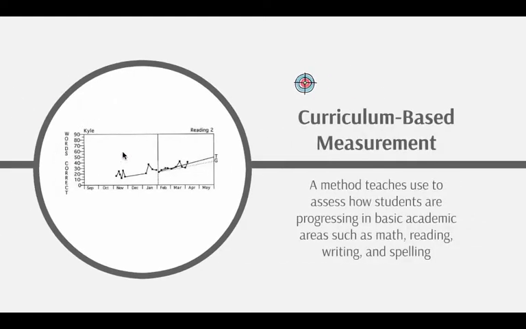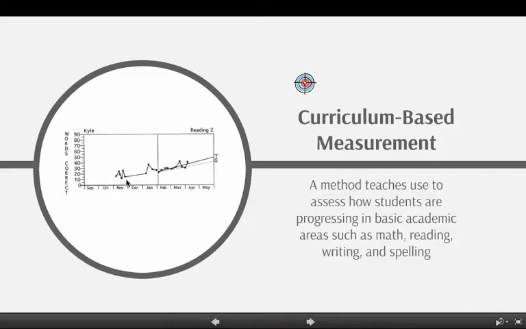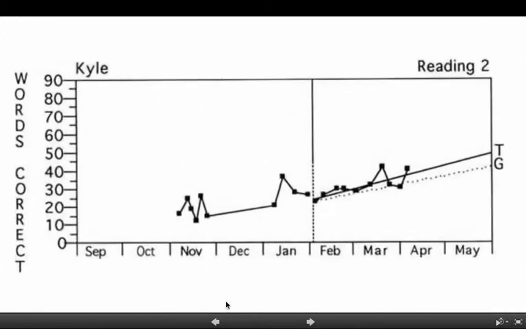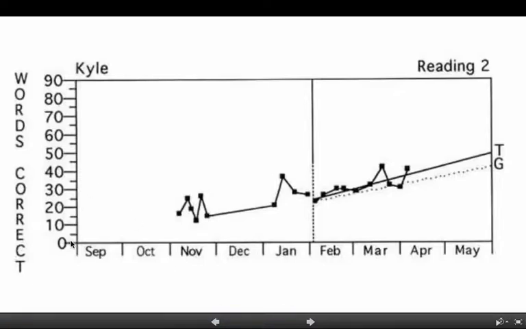Another kind of measurement system and assessment system that's used is referred to as curriculum-based measurement. And this is a method that teachers use to assess how students are progressing in basic academic areas such as math or reading, writing, or spelling. So essentially what the teacher will do is take a look. This would be a time sample, for example. The teacher would be looking at the number of words that are read within a 5-minute time sample.